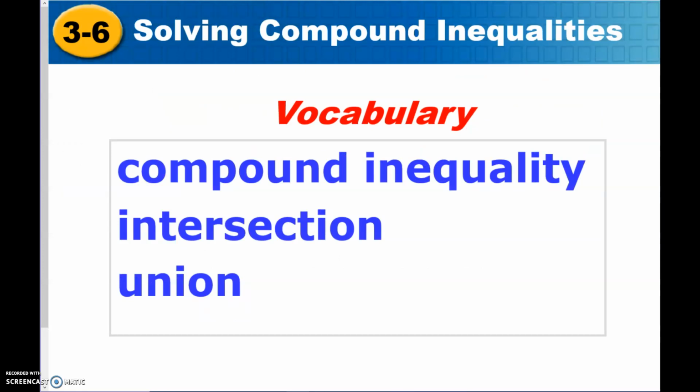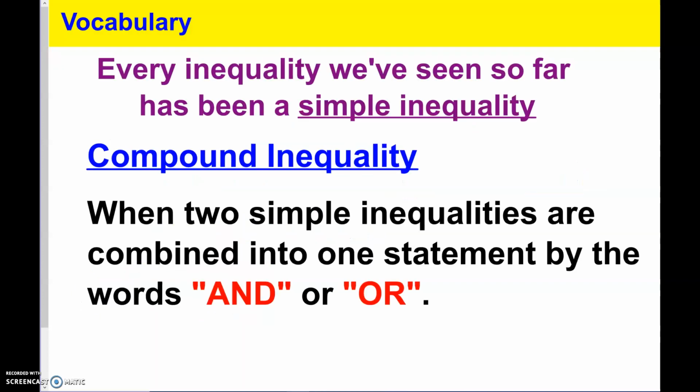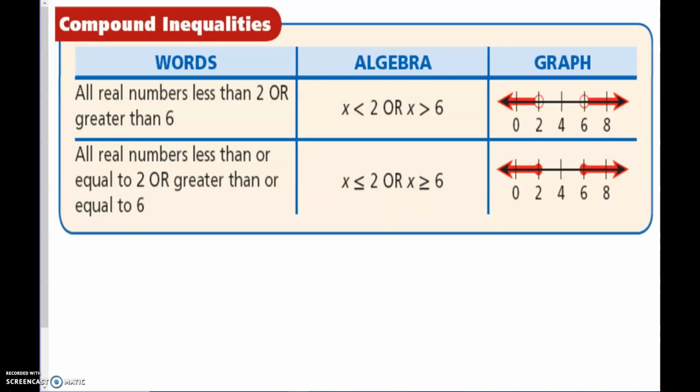So we're going to be doing compound inequalities. So we're going to have inequalities, same symbols we've been doing, and they're called intersections and unions. So intersections and unions, ANDs and ORs. Every inequality we've seen so far has been a simple inequality, so we've had one inequality symbol in there. Now we're going into compound, where you're going to have 2 simple inequalities together. So we're going to have 2 of them graphed together.